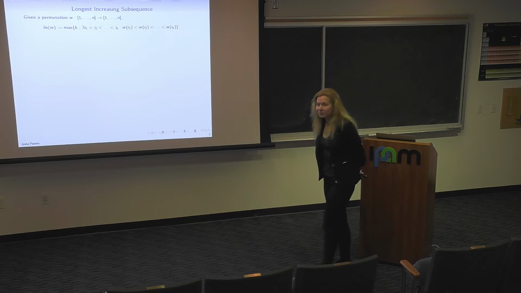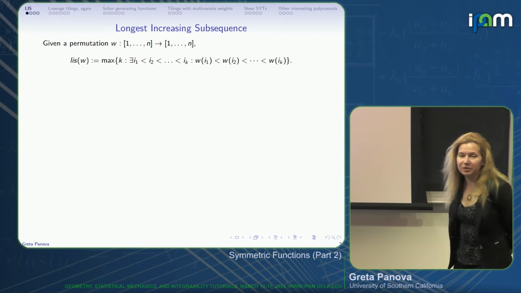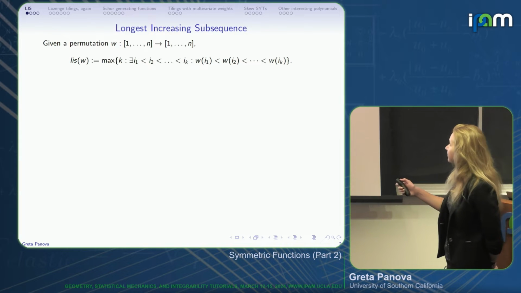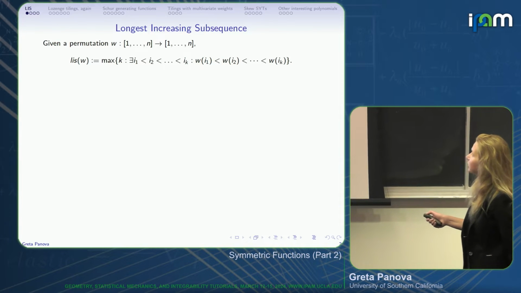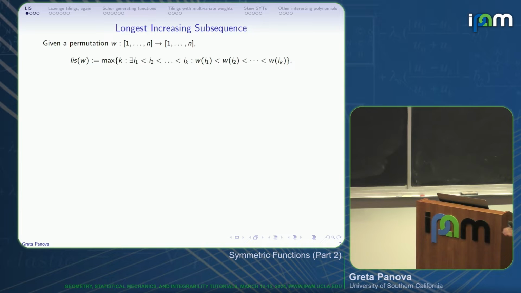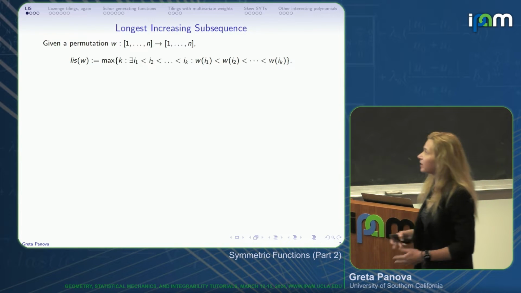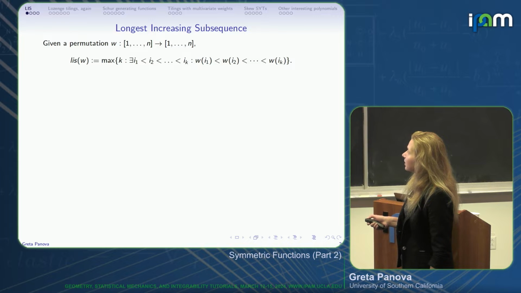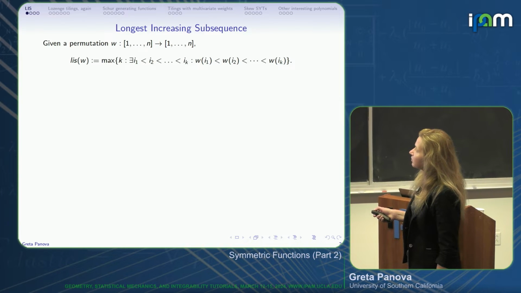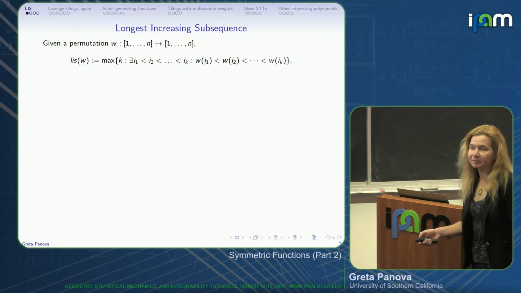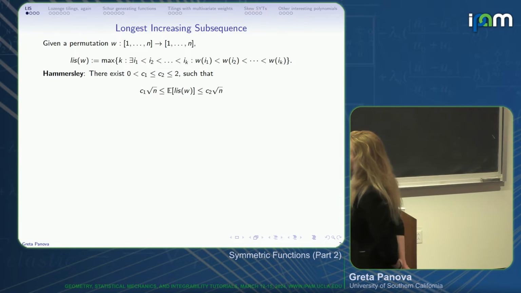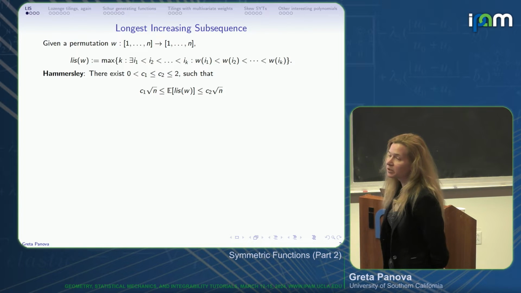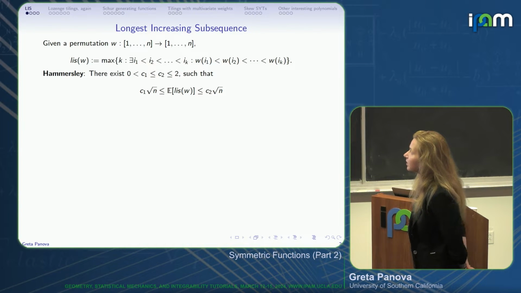So let's look at this problem that I mentioned last time, the longest increasing subsequence of a permutation. Here is the definition. You have a permutation, which is just a bijection from the numbers 1 up to n to 1 up to n. You write it in line notation. And we're looking for the largest k such that there is an increasing subsequence of indices such that the values of w are also increasing. They don't need to be consecutive or anything. So the question was, what's the distribution of this longest increasing subsequence?